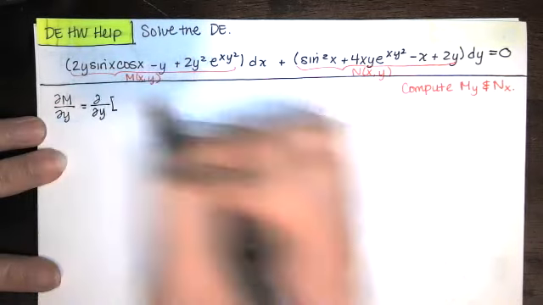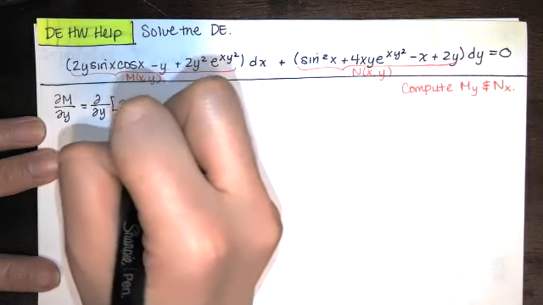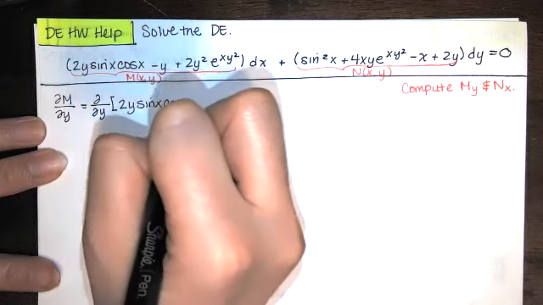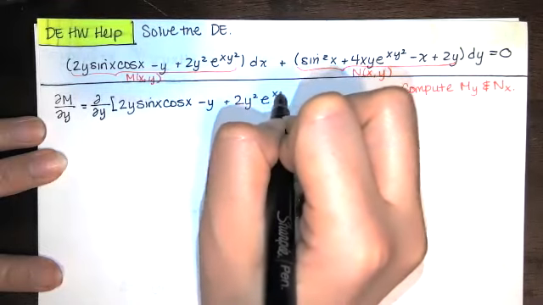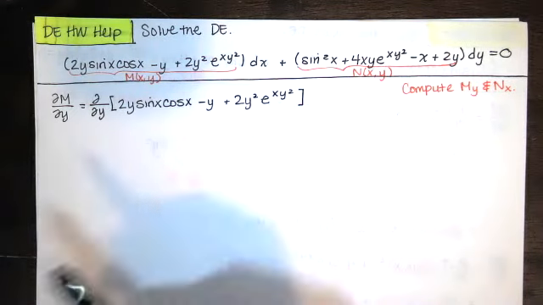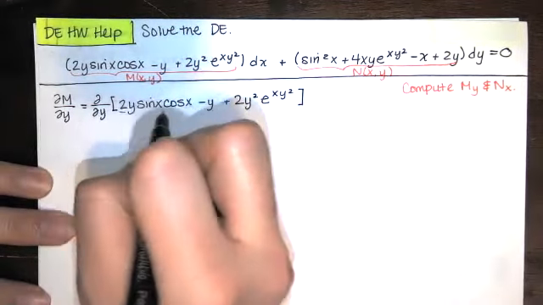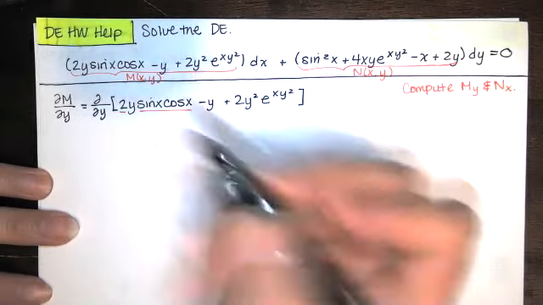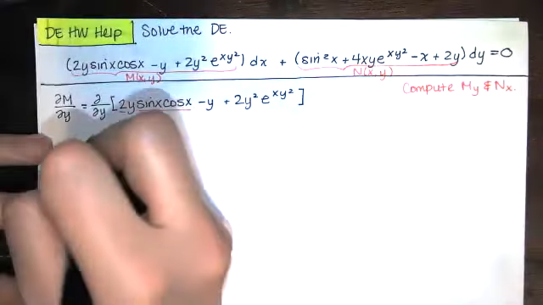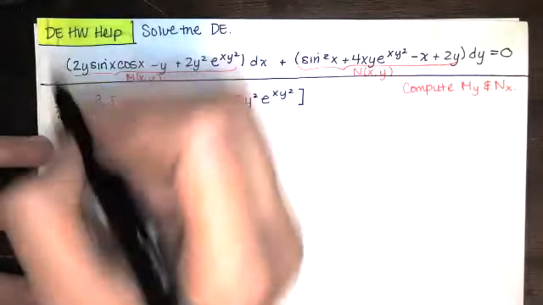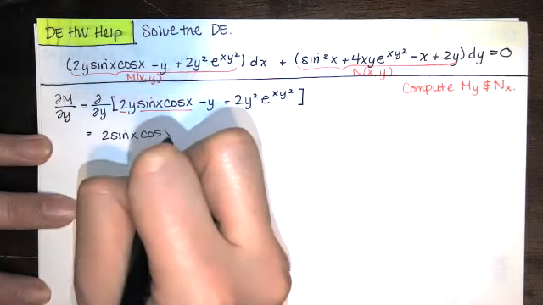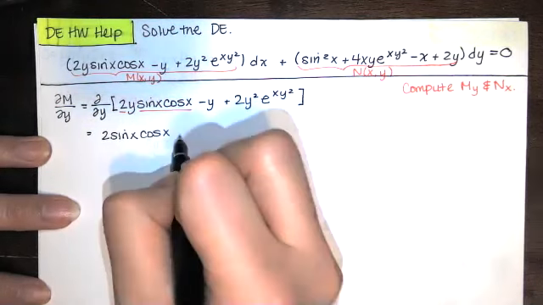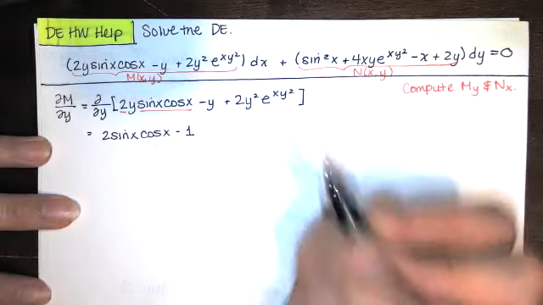So we're taking the partial derivative with respect to y of 2y times sine of x times cosine of x minus y plus 2y squared times this exponential function. Now I can think of this as the derivative of a constant times y, because I'm treating x as a constant here. The derivative of a constant times y is just the constant. In this case, the constant is 2 times sine of x times cosine of x, constant with respect to y. And the derivative of negative y with respect to y is -1.